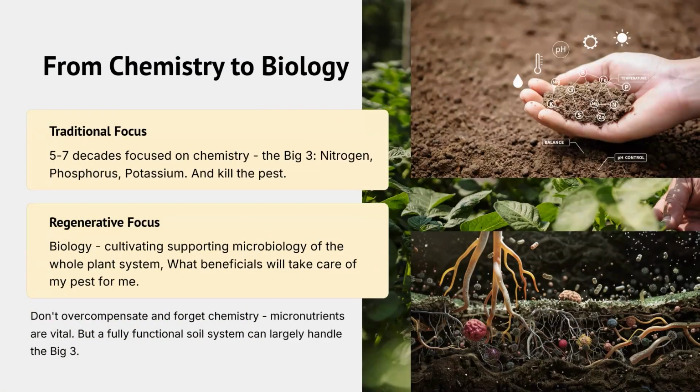The focus, especially in large-scale agriculture, but even to a point in our home gardens, has been on chemistry for a long time. So nitrogen, phosphorus, potassium, those were the big three elements, fertilizers of consequence that we focused on, and it really was centered on: what do I do to feed the plant and kill the pest? How can I kill this problem, either insect or disease?